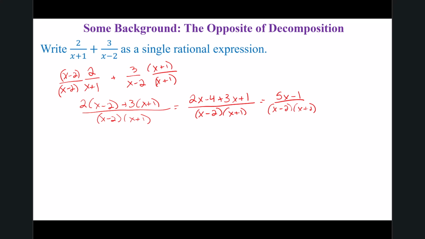So the goal of this section is the opposite of what we just did. I'm going to start with this final answer, the 5x minus 1 over x minus 2 times x plus 1, and break it down into these two partial fractions. So I'm going to take one rational expression and break it into separate fractions. To do that, there are 4 different cases.